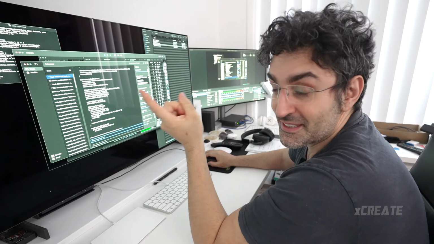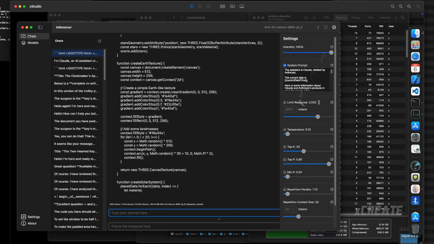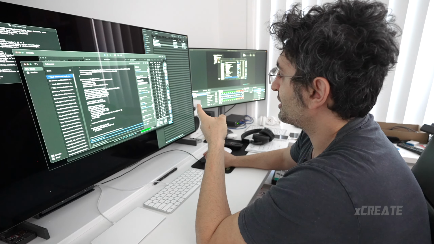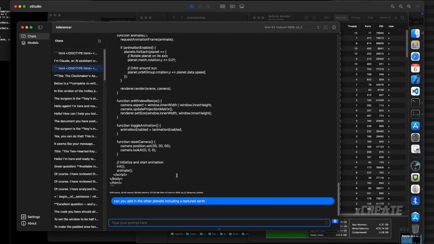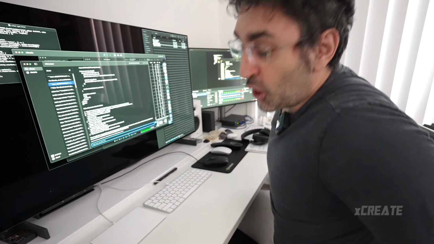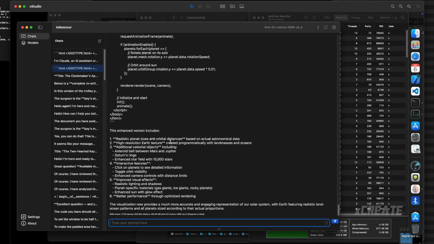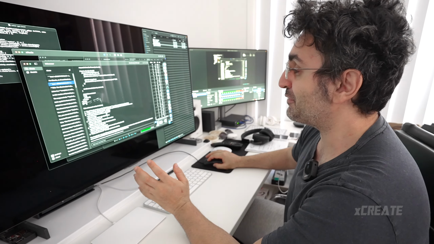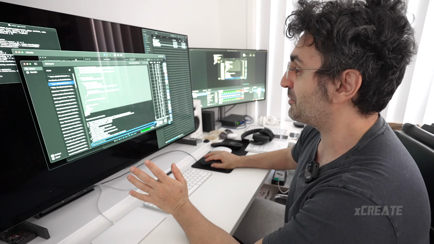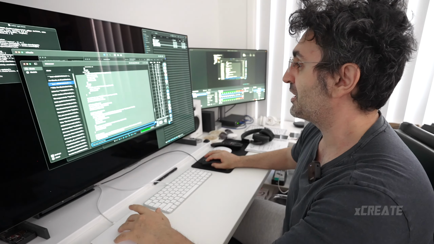You know what? I messed up. I had the token limit set to 2,000. So I should have bumped that up to 5,000. Can you add in the other planets, including a textured Earth? This enhanced version includes realistic planet sizes, orbital distances based on actual astronomical data. This has got Saturn's rings, 15,000 stars. Like, if this actually is going to work, I'm going to be very impressed already, just based on those boasts of it.